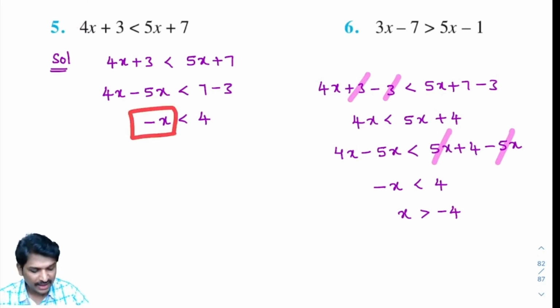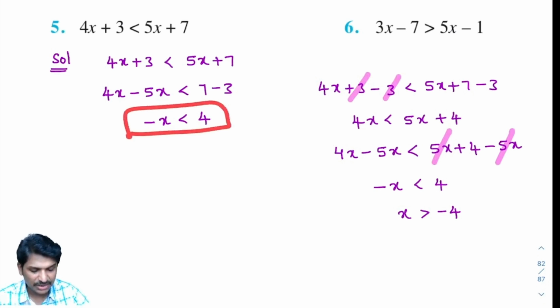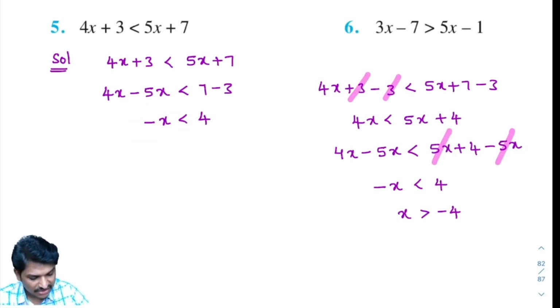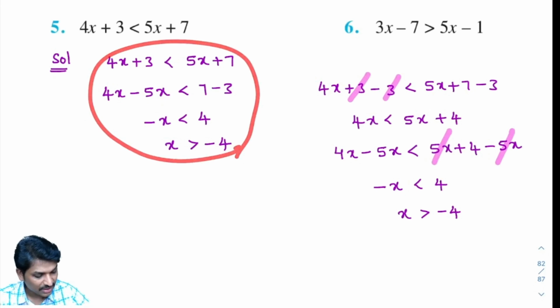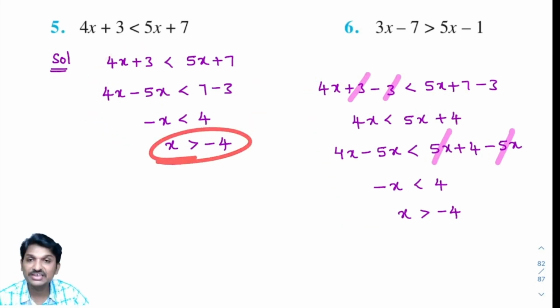To get x in the left hand side part, I want x. To get x, I will multiply this inequality with minus 1. When we multiply this inequality with minus 1, a negative real number, the inequality sign changes. This less than changes to greater than. Minus of minus x is x. x greater than, minus 1 into 4 is minus 4. You see how simple you got this. No need of doing this procedure. Right? x greater than minus 4.